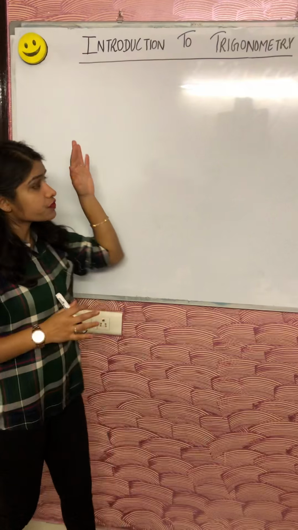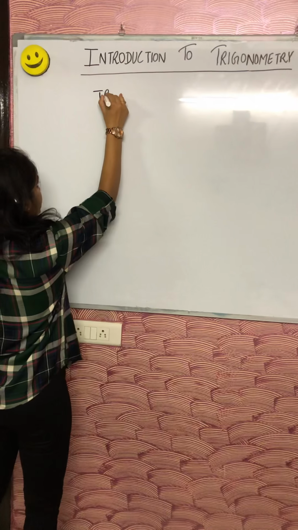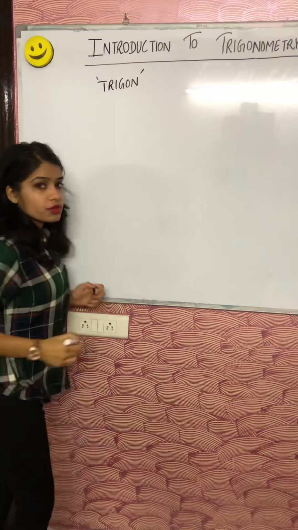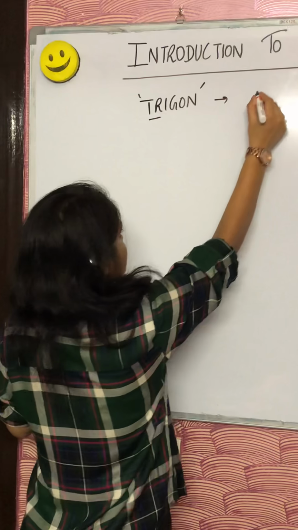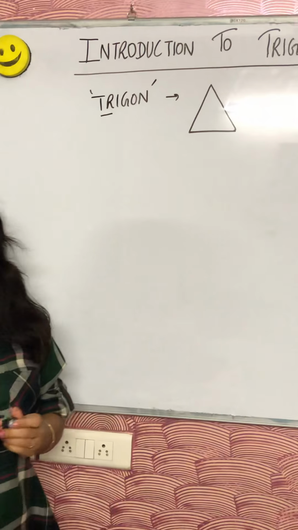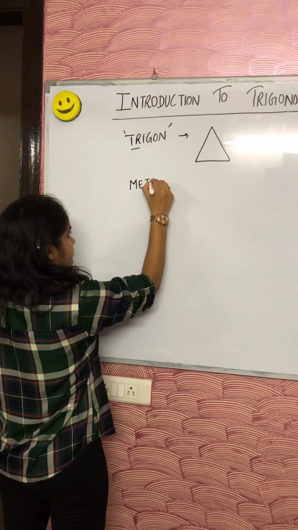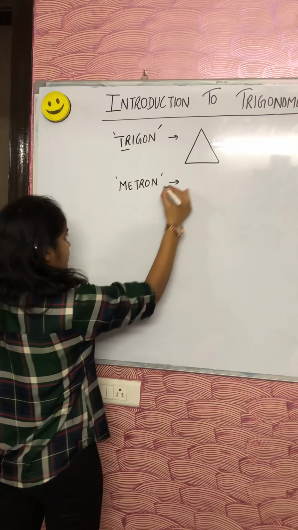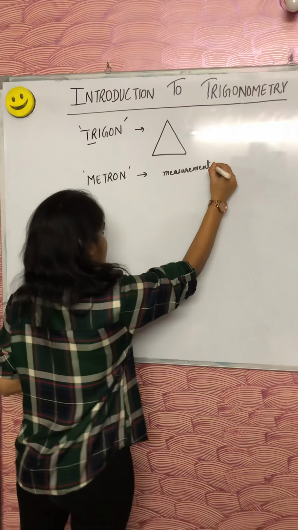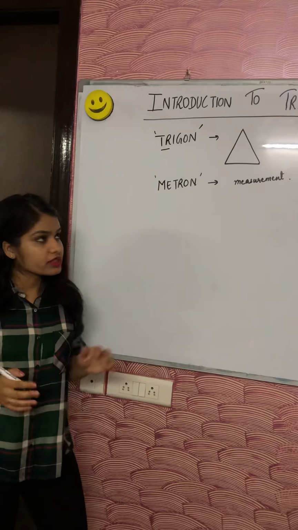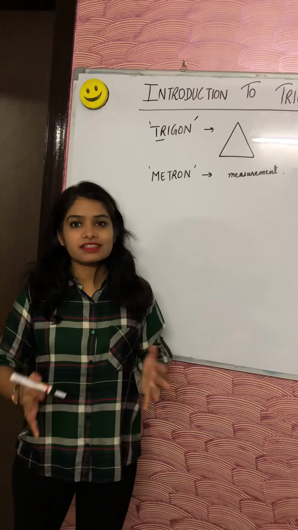So let's first understand what we mean by trigonometry. Can you see the term here, trigon? What do you mean by trigon? It means a triangle. Tri means three sides, so trigon means a triangle. And there is one more word, metron. What is its meaning? Measurement. So in this chapter we will study the triangle and the measurement of all the sides of a triangle.